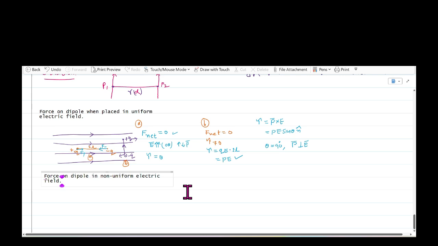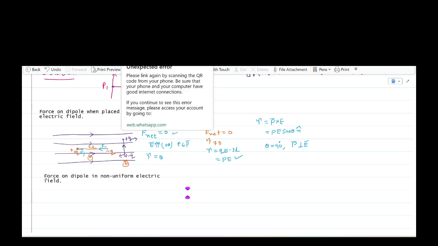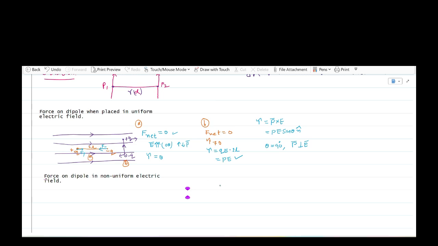So in this case, how will we find out? Let's consider a non-uniform electric field. That means the field is not the same everywhere. So let it be like this. These are the field lines.